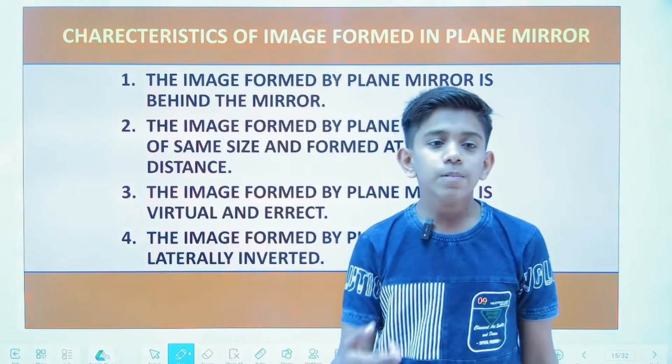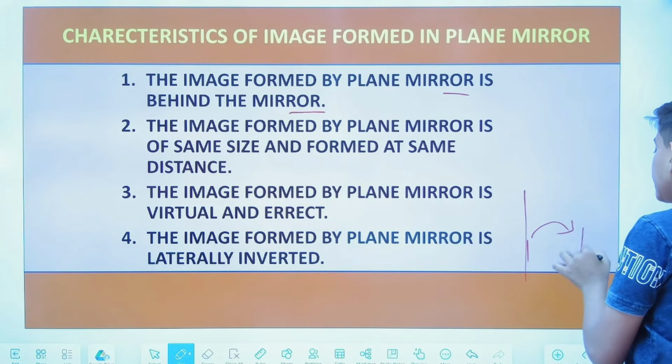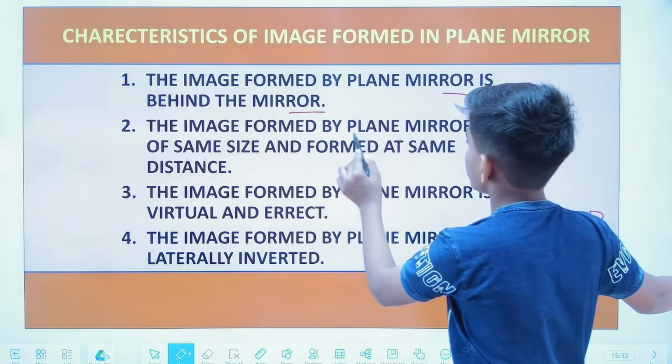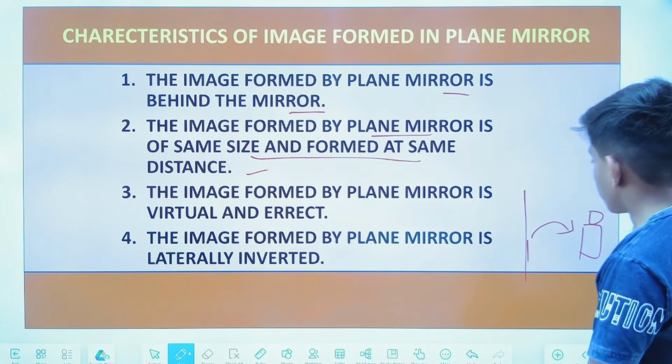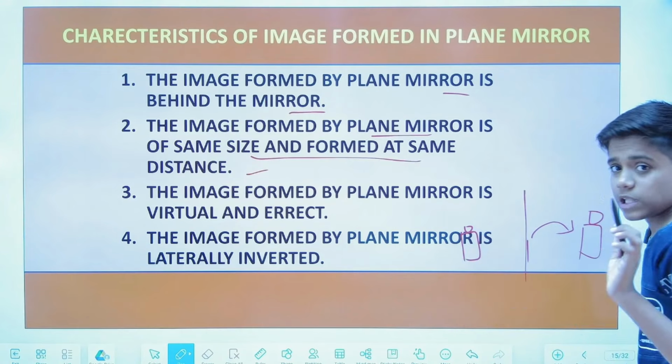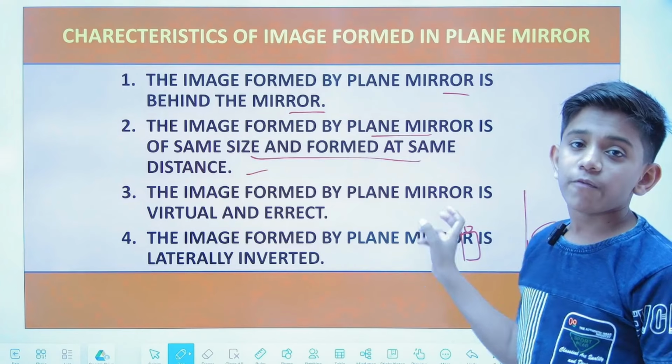Characteristics of the image formed in a plane mirror. The image formed by a plane mirror is behind the mirror. This is the plane mirror, and the image is behind the mirror. The image formed by a plane mirror is the same size and formed at the same distance, as I told you about the distance, but now about the size. Suppose you have kept this size of bottle, will the image be of a bigger bottle? No, because the size of the image formed in a plane mirror is also the same.